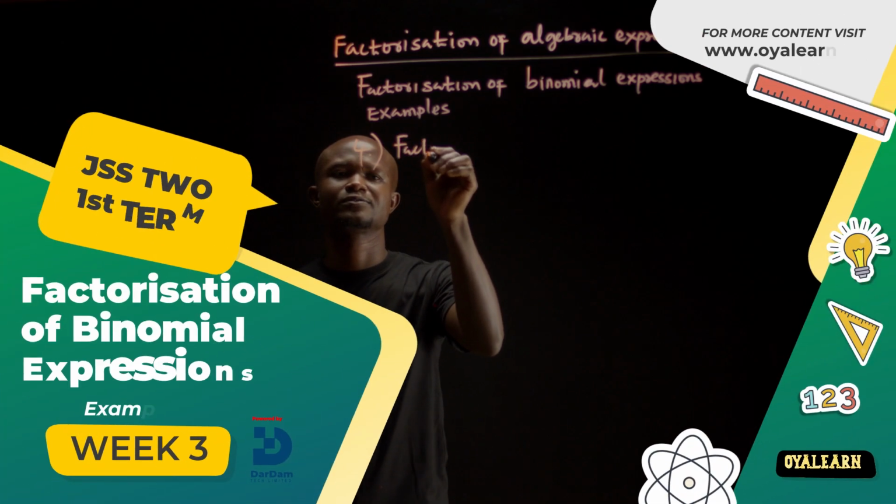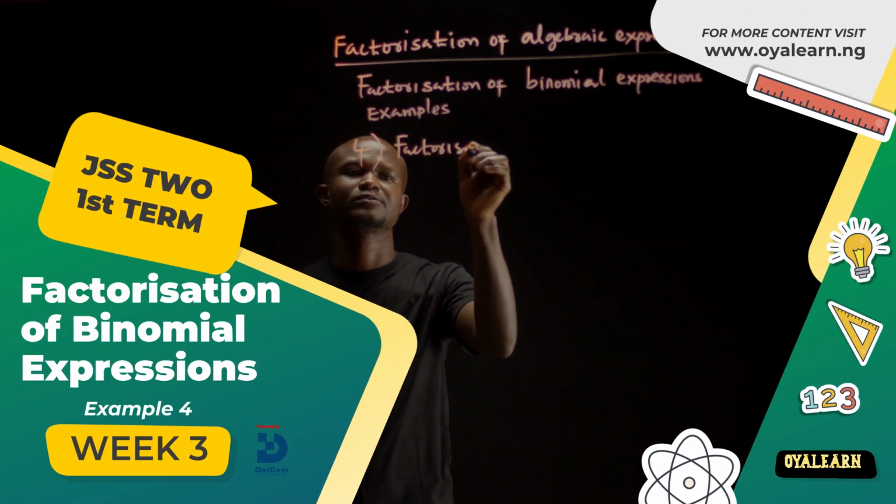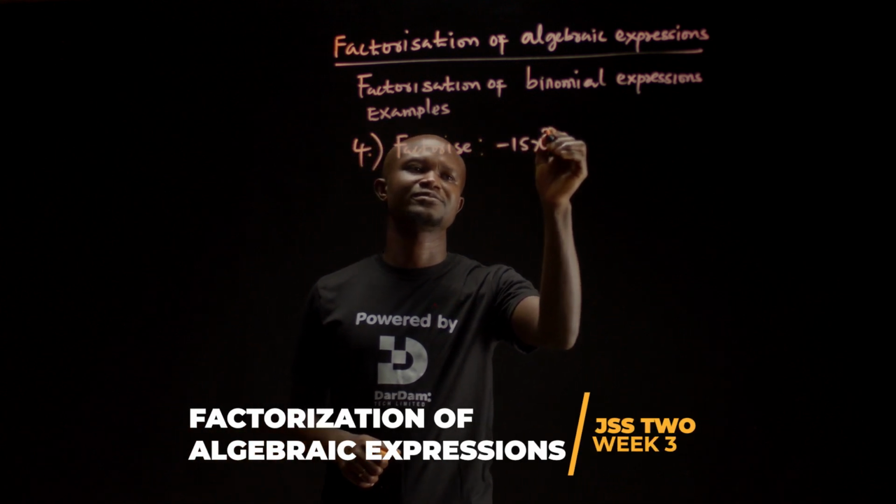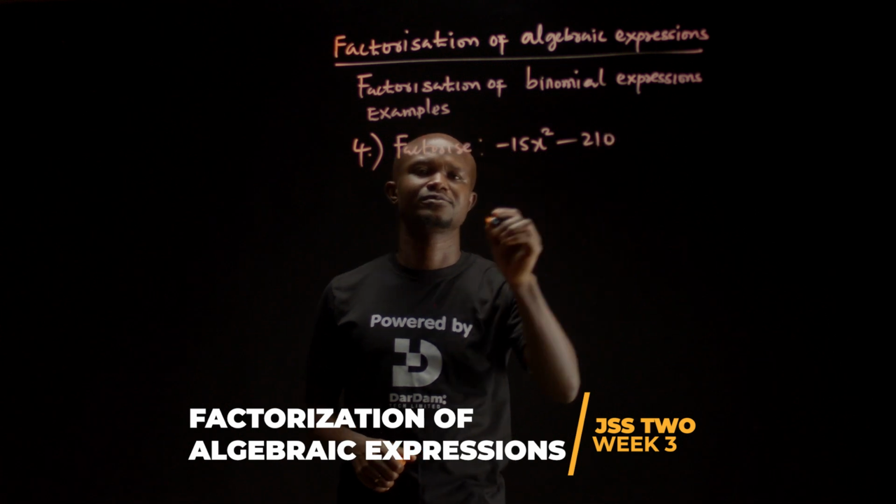Factorize: minus 15s squared minus 210. Solution.